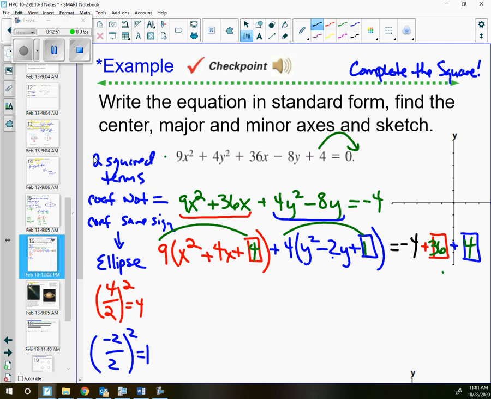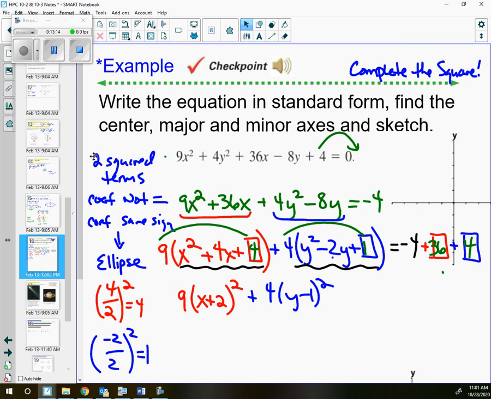All right, so now let's go ahead and factor. So we're going to do the x's here. So we're going to factor that. So we'd have 9 times a binomial squared. So x looks like plus 2. And then for the y's, we're going to do the same thing. So we're going to go ahead and factor this. So y minus 1 squared. And on the other side, we just have to total up all that stuff that's happening. So it looks like we had a 4 and a negative 4 and a plus 36. So for a grand total of 36.